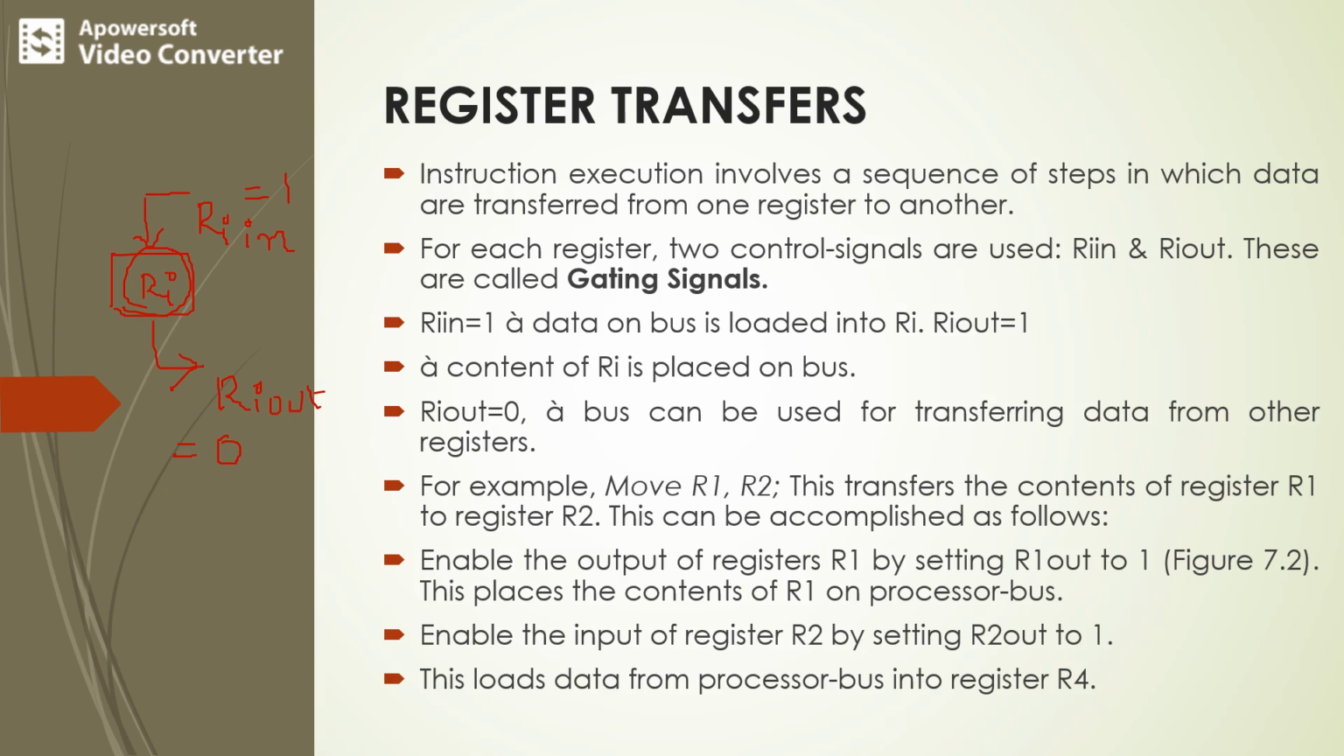For example, move R1, R2. This transfers the content of register R1 to register R2. This can be accomplished as follows: enable the output of register R1 by setting R1 out to 1. This places the content of R1 on the processor bus. Later, enable the input of register R2 by setting R2 in to 1. This loads the data from the processor bus into the register R2.